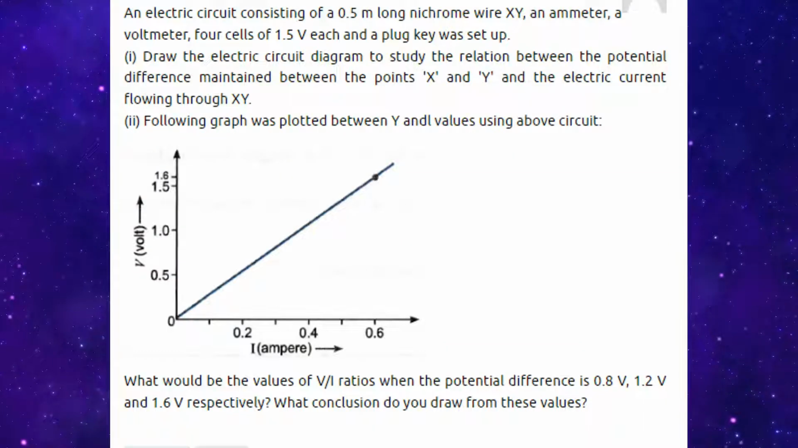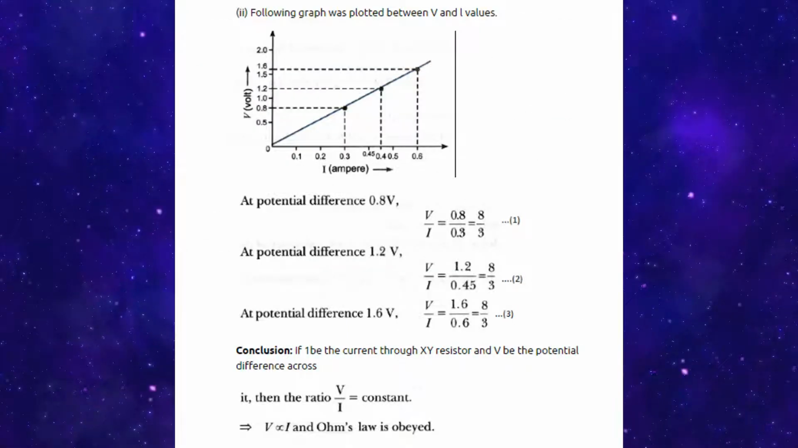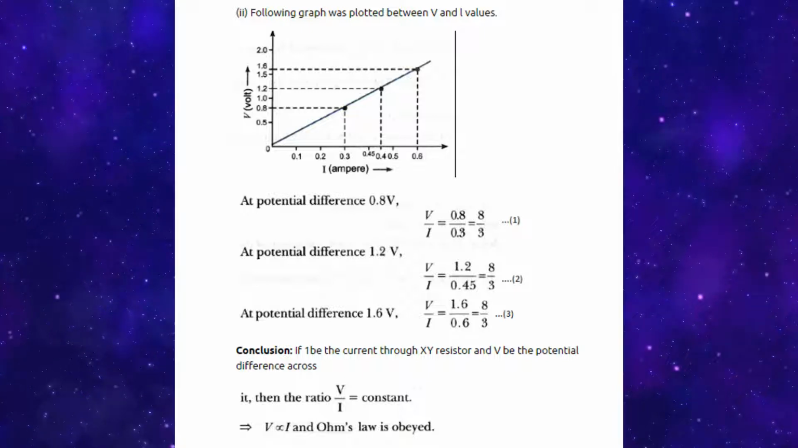An electric circuit consisting of a half a meter long nichrome wire, an ammeter, a voltmeter, 4 cells of 1.5 V each and a plug key was set up. A. Draw the electric circuit diagram to study the relation between the potential difference maintained between the points X and Y and the electric current flowing through the wire. B. Following graph was plotted between V volts and I current values using the above circuit.